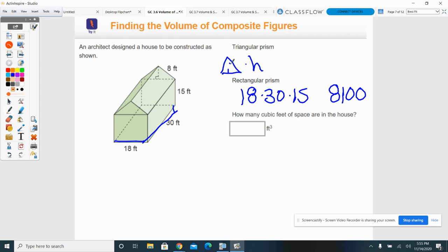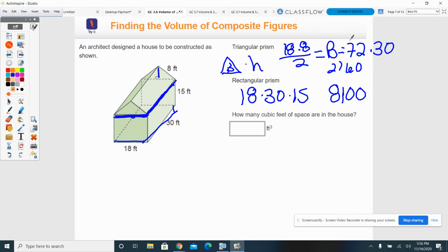That's big B, which would be the area of the triangle. So let's see if we can figure this out. Well, this would be the base, and that's going to be 18 times the height of the triangle. You can see that back here is 8, divided by 2. 18 times 8 divided by 2 is 72, and that is big B. So big B is 72. Now I have to take it times the height of the prism, which connects the two bases. That's using the 30 again. So 72 times 30 is 2160.